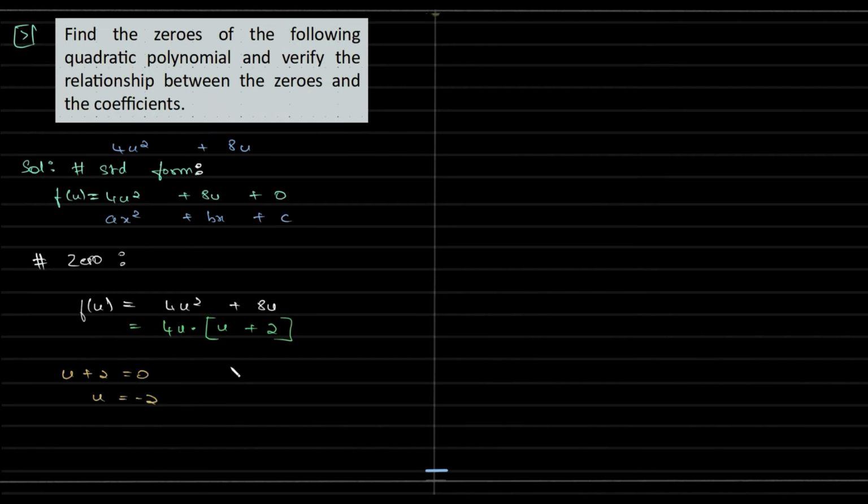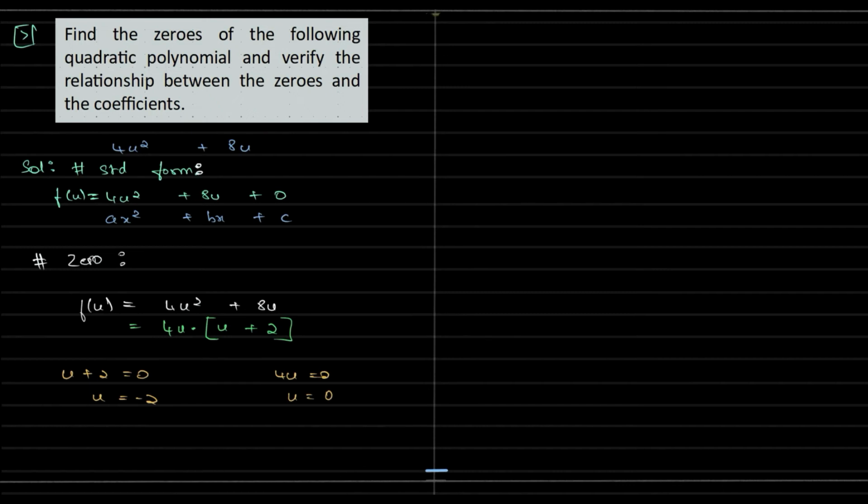And can you guess the other zero? Well, it's quite simple. 4u should be equal to 0, so u has to be equal to 0. Is it not? If I put a 0 over here, think about it: 4 into 0 square is 0 plus 8 into 0 is 0. That's what a zero is about. I'm talking about the zero, not numerical 0. Zeros are values which when put in your variables, the output will be 0. So technically, numerical 0 will get the output to be numerically equal to 0. So the answer is 0 and minus 2.